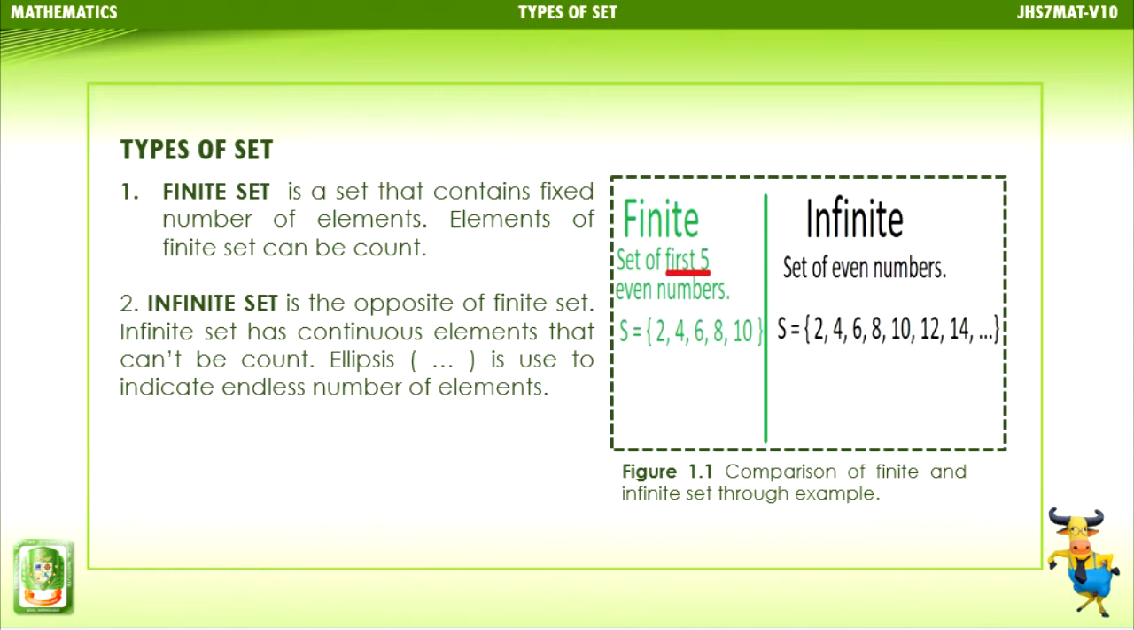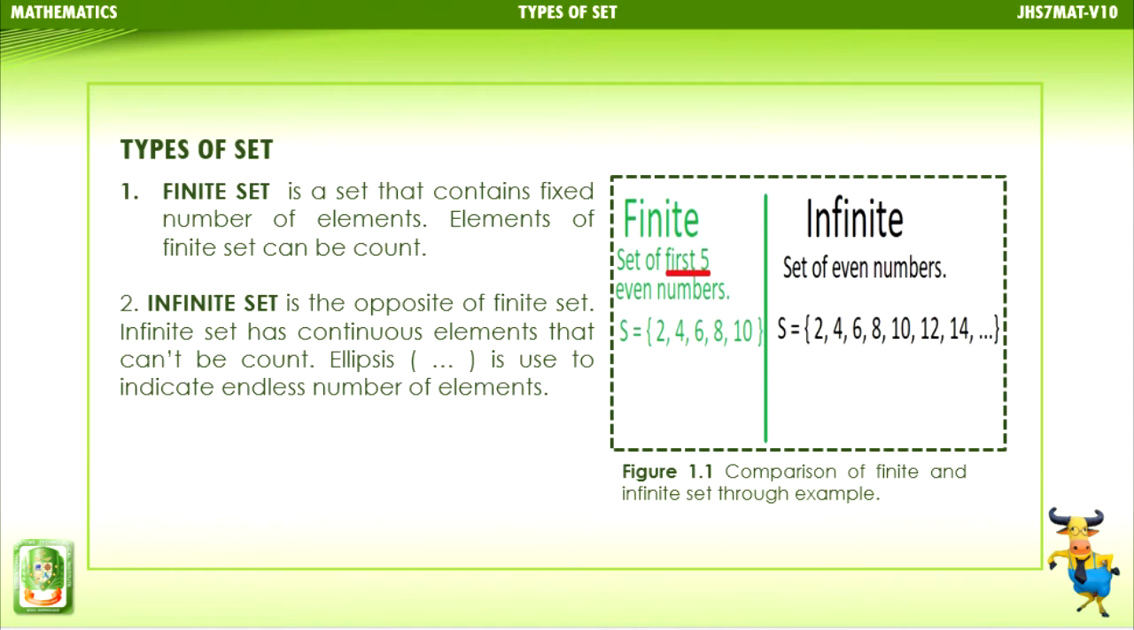First type of set is finite set. It is a set that contains a fixed number of elements. Elements of a finite set can be counted or are countable. For example, on figure 1.1 you will see a set of the first 5 even numbers named capital letter S, containing the elements 2, 4, 6, 8, and 10. There are 5 elements which is countable, therefore, set S is a finite set.